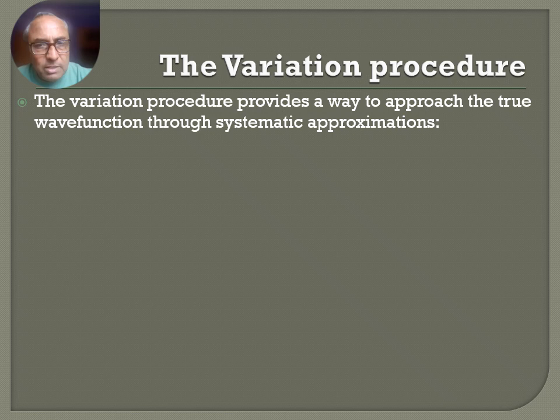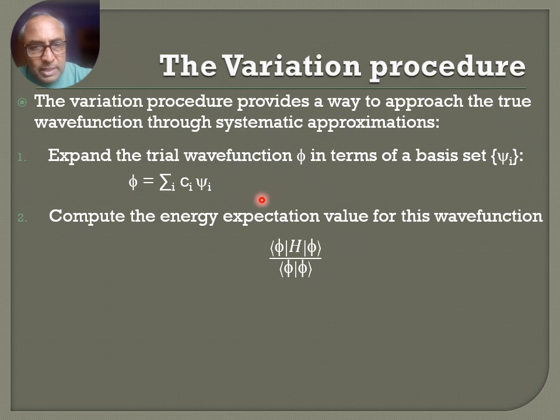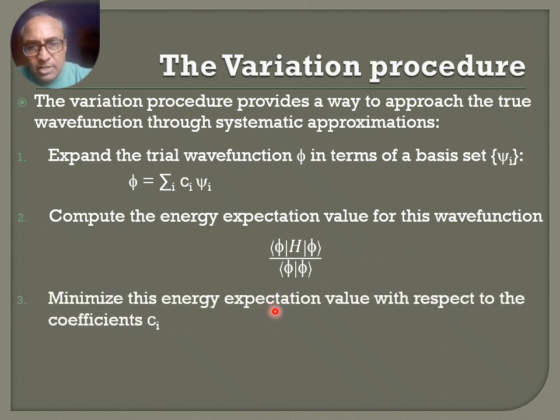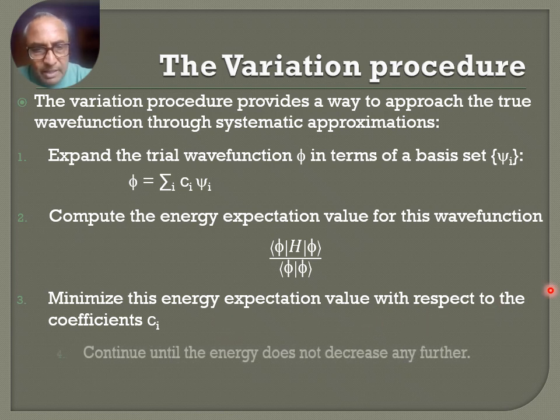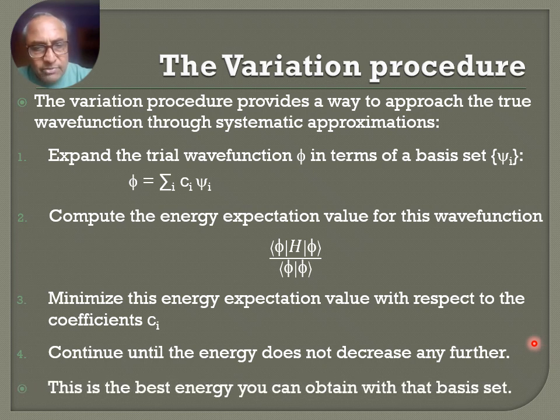The variation procedure provides a way to approach the true wave function through systematic approximations. We start with a trial wave function phi and expand that trial wave function in terms of a basis set psi i. Thus, phi equals sigma i ci psi i. Next, we compute the energy expectation value for this wave function, that is bra phi H phi ket divided by bra phi phi ket, and then minimize this energy expectation value with respect to the coefficients ci, that is, keep varying the coefficients until the energy does not decrease any further. This then is the best energy that we can obtain with that basis set.